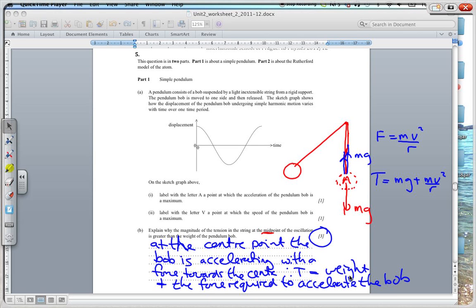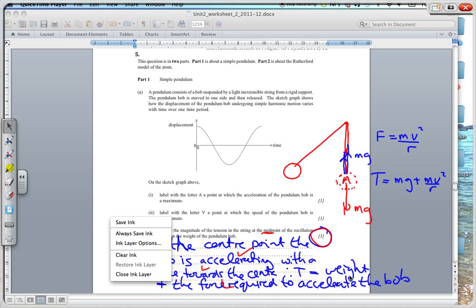We've got 3 marks here, so we basically say that the bob is accelerating with the force towards the center, so you get 1 mark. Therefore the tension is equal to the weight plus the force required to accelerate the bob. So you've got your 3 marks there.